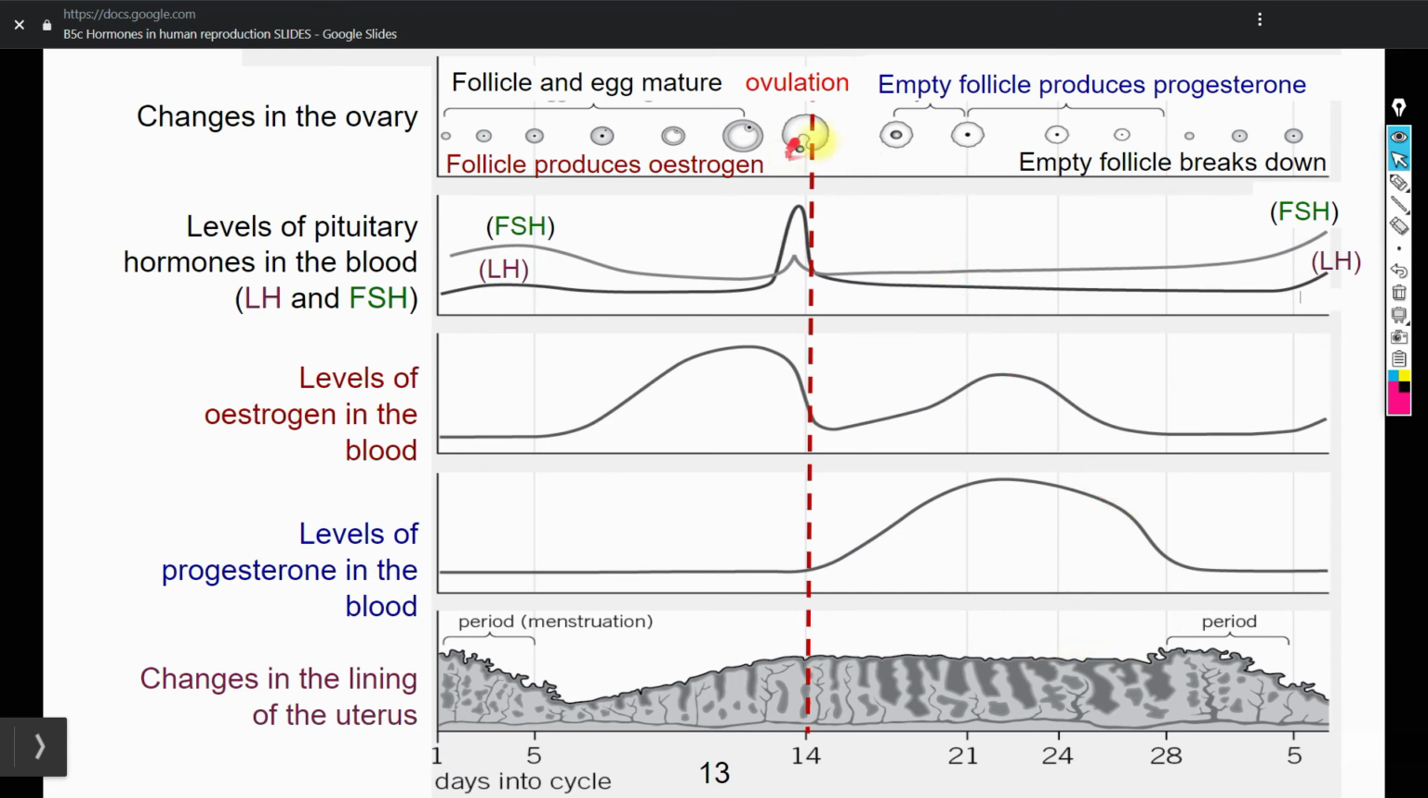Now, if the released egg is not fertilized over the next couple of weeks, eventually that empty follicle breaks down. When that breaks down, the levels of progesterone go down again, just right at the end of our menstrual cycle. And remember, progesterone was there to keep the lining of the uterus thick. So if the progesterone goes down, then the lining of the uterus breaks down as well. And that's the period. That's the menstruation of the next menstrual cycle.